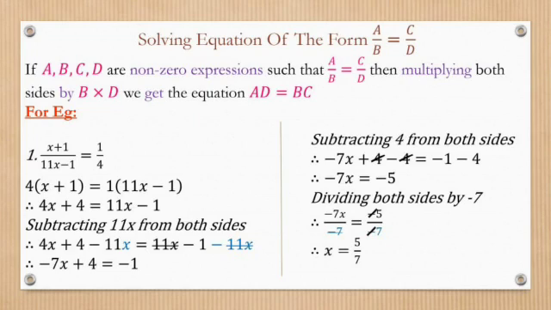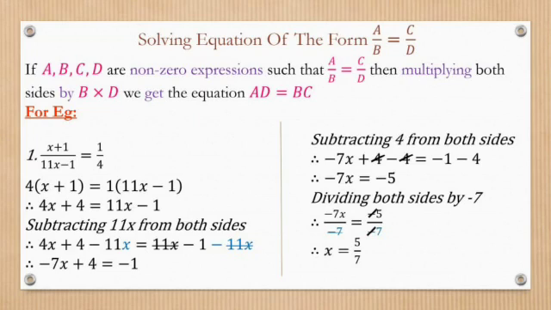Now you open the brackets. 4 into x is 4x plus 4 into 1 is 4, is equal to 1 multiplied by 11x is 11x minus 1 multiplied by 1 is 1. So the equation formed is 4x plus 4 is equal to 11x minus 1.